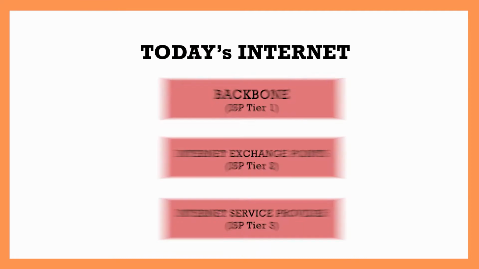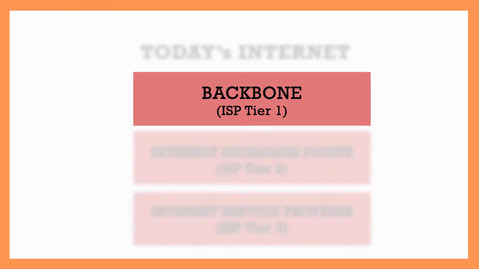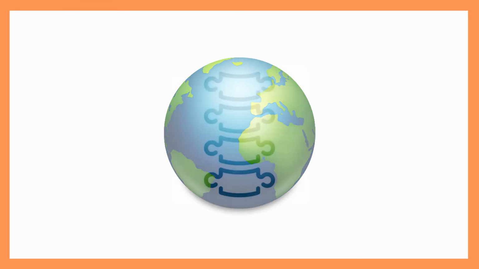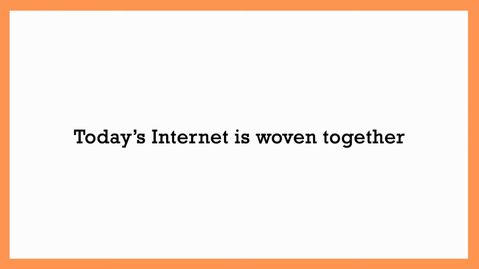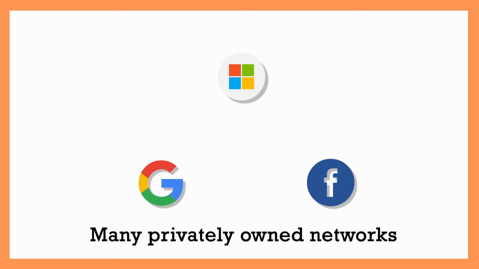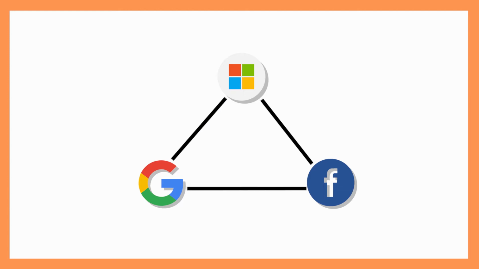The Internet structure today comprises three layers. The first is the Internet backbone. Originally, the Internet had a single backbone, but today's Internet is woven together from numerous privately owned networks comprised of high-bandwidth fiber optic cables that are physically connected with each other.